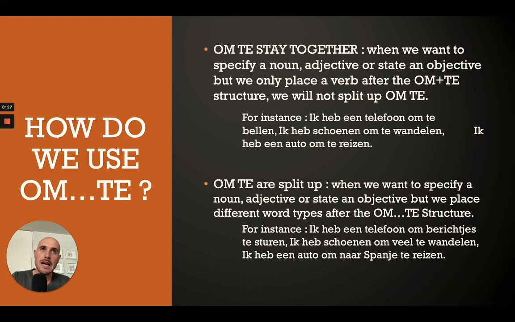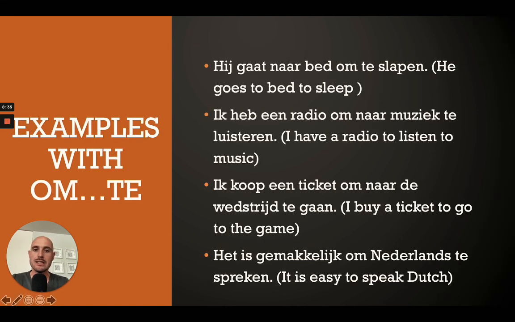Alright, I know it's a little bit technical, but I want to show you some examples now in order to make it even clearer. Okay, so if you look at the first example. Hij gaat naar bed om te slapen. Of course, this is an objective. He goes to bed in order to sleep. He goes to bed to sleep. Now, as you can see, hij gaat naar bed. That would be the main part, and then you have your short subclause. But there's only a verb. It's only slapen, so you'll write them together.